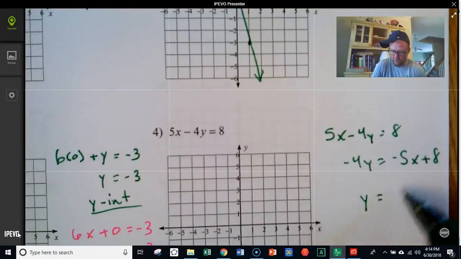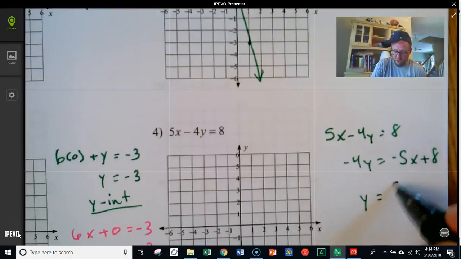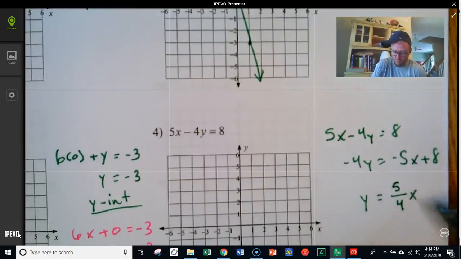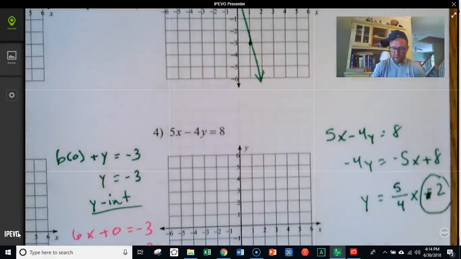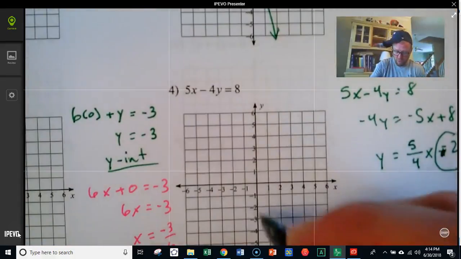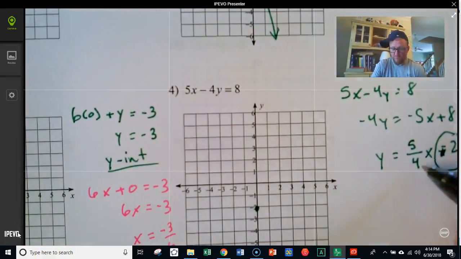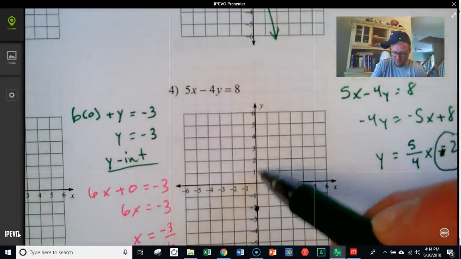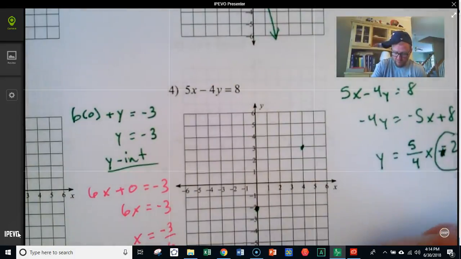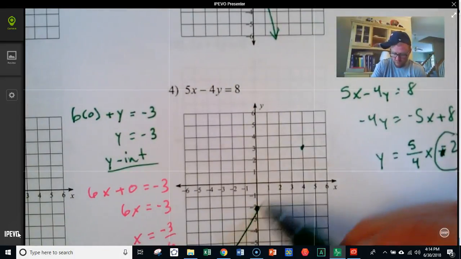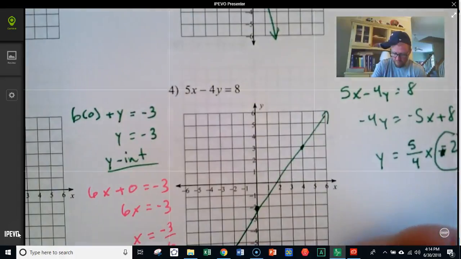I get y equals, so negative 5 over negative 4, they'll cancel each other out, and I'm going to get 5 over 4 x plus 8 divided by negative 4. Oh, that would actually be minus 2. So our intercept is negative 2, and our slope is 5 over 4. So 1, 2, 3, 4, 5, 1, 2, 3, 4. Keep plotting more points. So let's draw the best line we can through them.